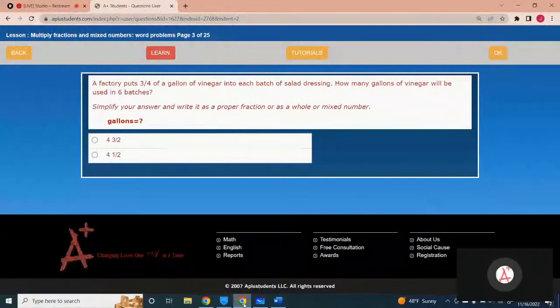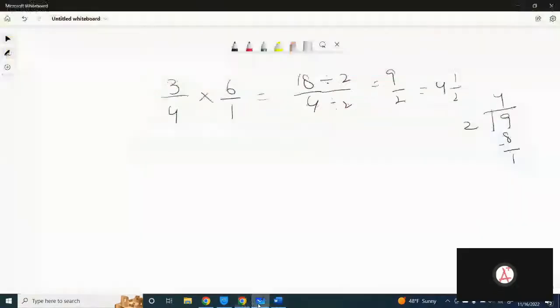So you have to calculate the gallons of vinegar used for 6 batches. So you need to do 6 times 3 by 4 actually. Got it? Because 3 by 4 is used for one batch, you have to calculate the total value for 6. So you have to do 6 times 3 by 4. Got it? So how can we do 6 times 3 by 4?